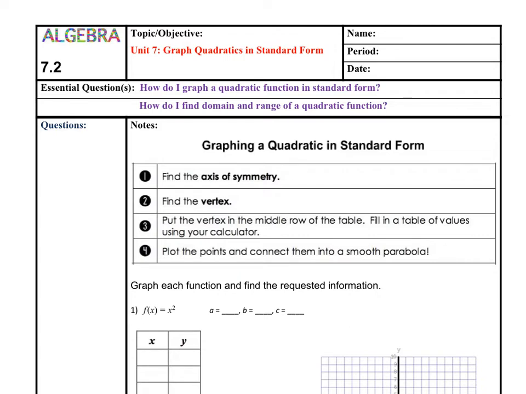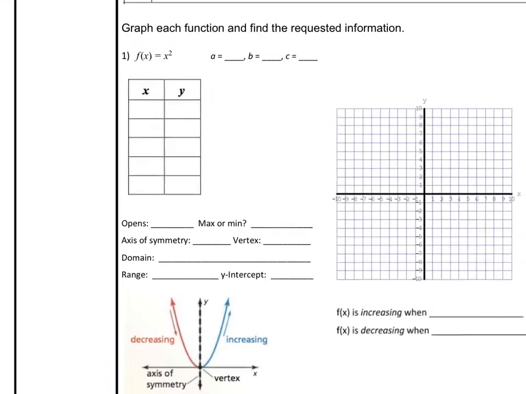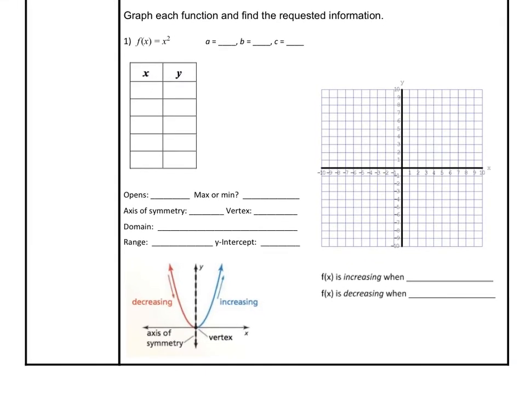You've got some steps here. The first thing we need you to do is find the axis of symmetry using negative b over 2a. Then we're going to figure out what the vertex is. That goes in the middle of our table, and then we'll figure out the rest of the table using a graphing calculator, and then plot the points and connect them. That'll make your parabola or your quadratic function. So we're on to our first example.